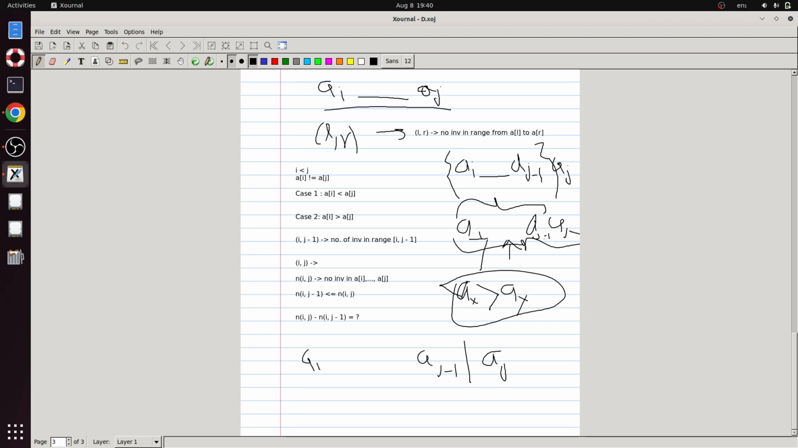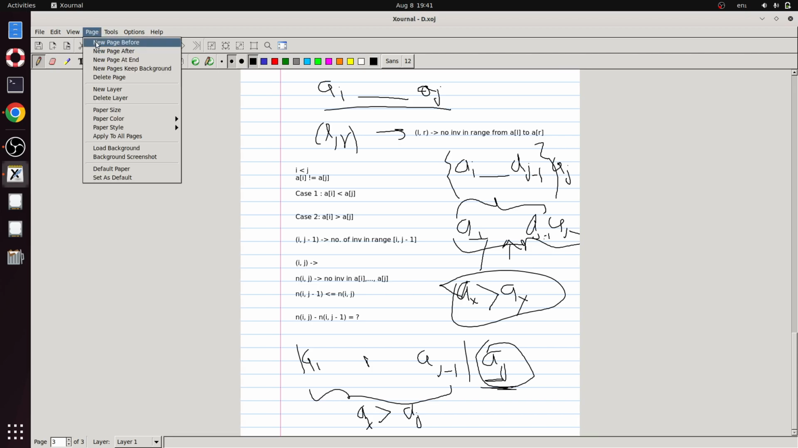So in any inversion that comes only after a of j is added, so it's not present in this range, the obvious thing is that its second element is a of j, and there must be some element over here, let's say a of x. Now this a of x has to be strictly greater than a of j.